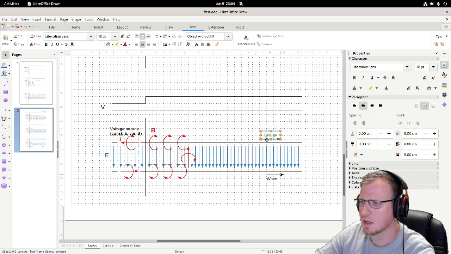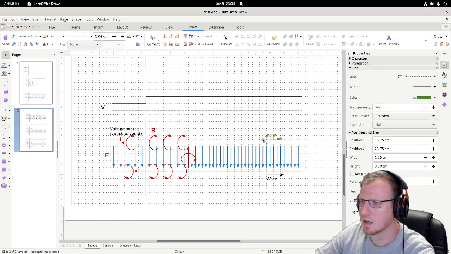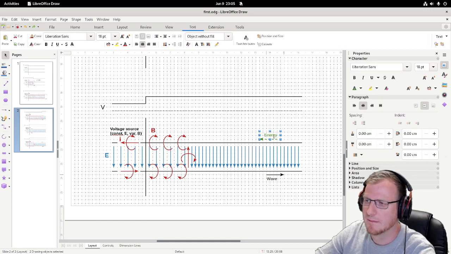And the energy is going outside of, out of the transmission line. Yeah, perfect.